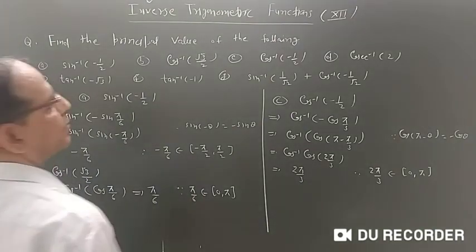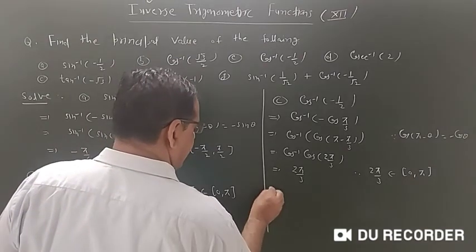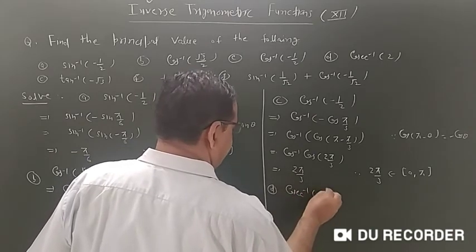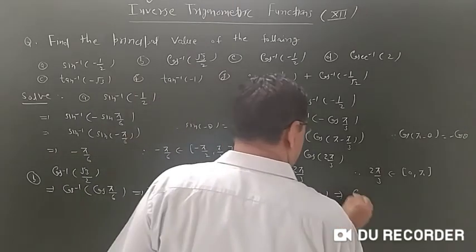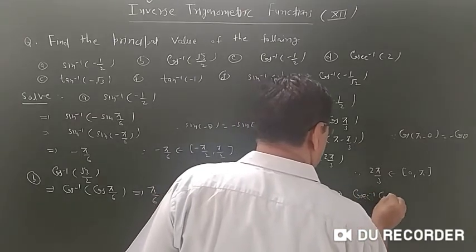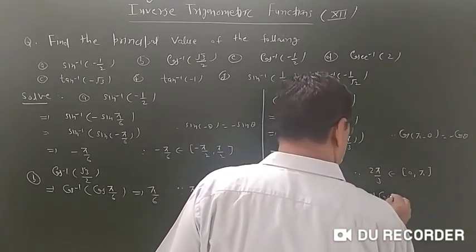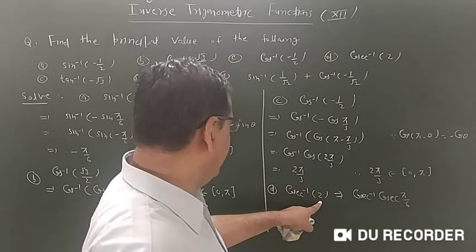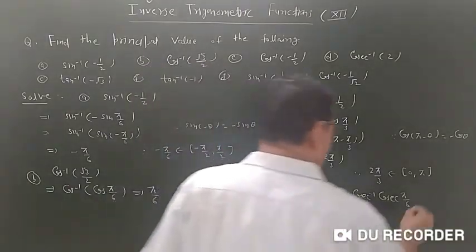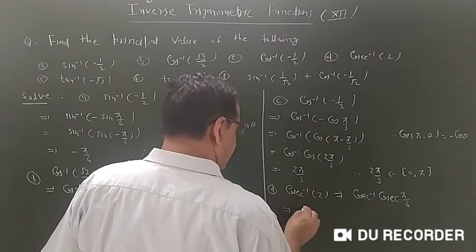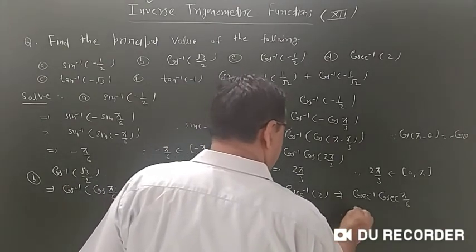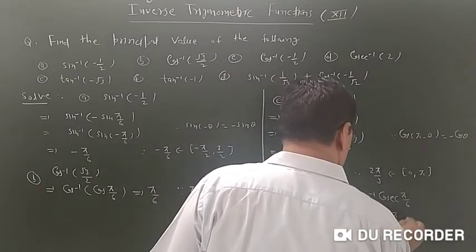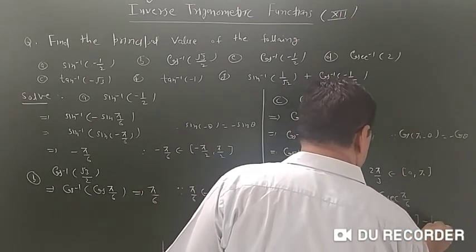Now I am taking one more part, cosec inverse 2. Cosec inverse 2 can be written as cosec inverse of cosec pi by 6, since the value 2 is cosec pi by 6. So this can be written as pi by 6, because pi by 6 lies between minus pi by 2 to pi by 2, except 0.